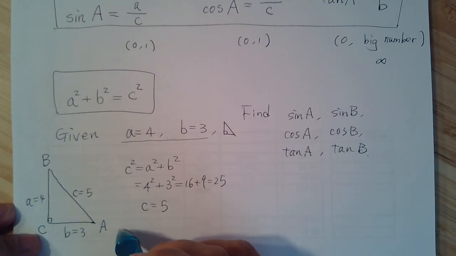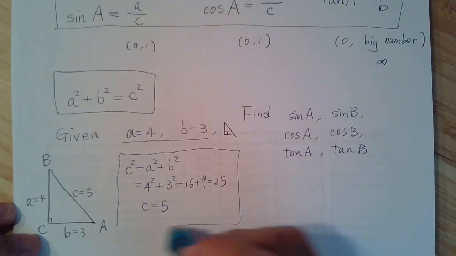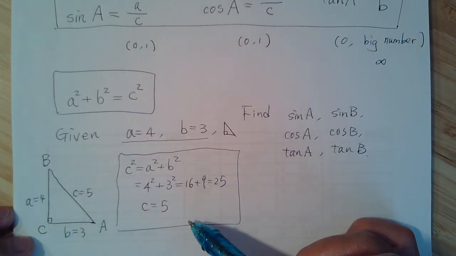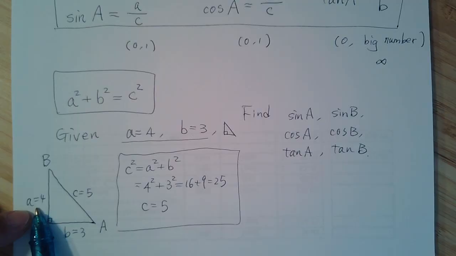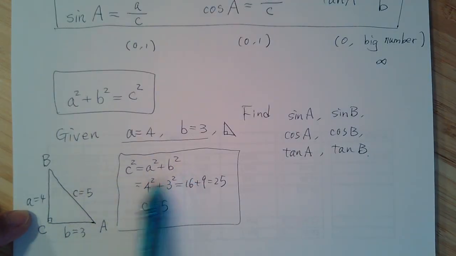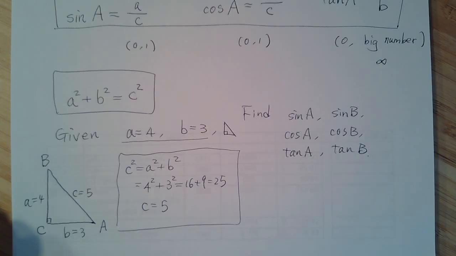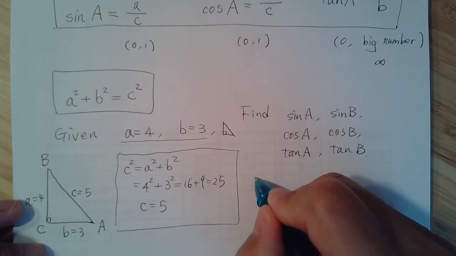Okay, so this is the first step. If I give you two sides, you can find the other one. Of course, if I give you A and C, you can also find B, just using this Pythagorean theorem. Once we have all those three sides, we are okay to find sine A.